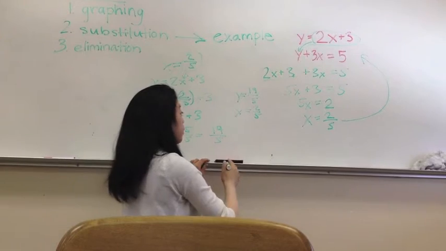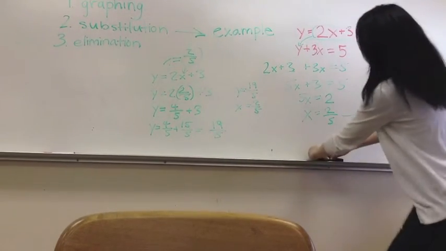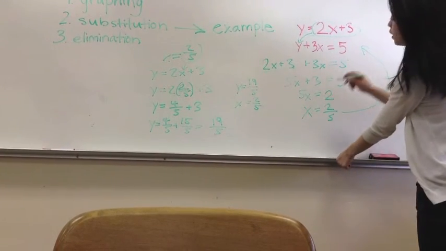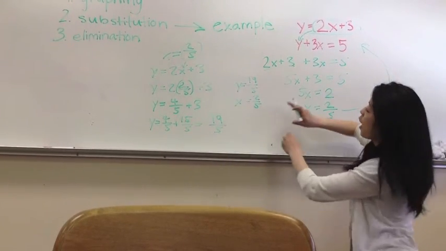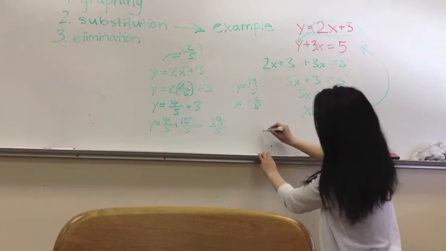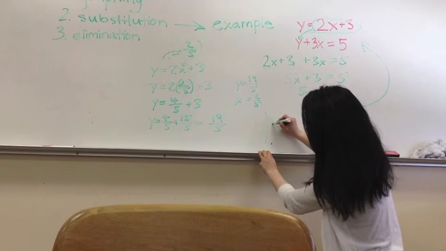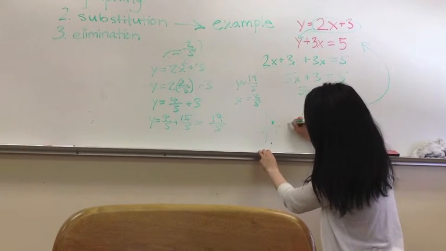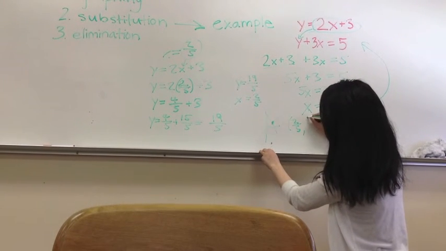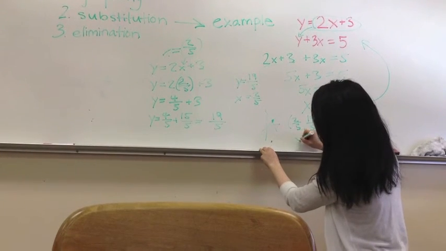Put it in point form. If we put this into point form, or if we graph these two lines, let's say we solve this by graphing, then when the two lines cross, I'm not sure exactly what they'll look like, but the point they cross at is 2/5, 19/5, because in point form it's always x, y.